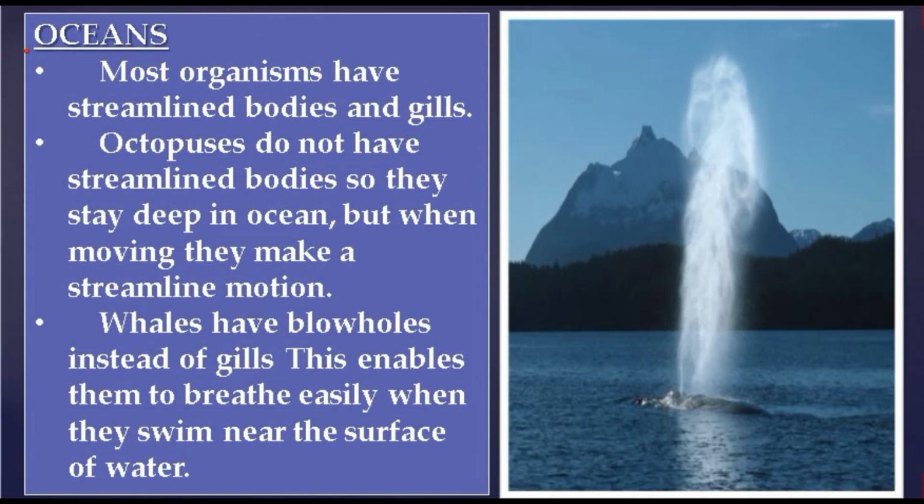Now students, the next kind of aquatic habitats are oceans. Students, the organisms that are generally found in oceans have streamlined bodies and gills. And students, do you know why? Because these streamlined bodies help them to swim in water, whereas these gills help them to breathe in water.